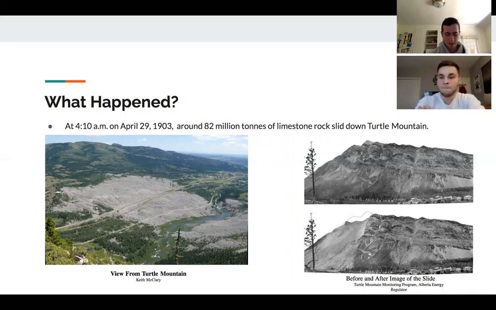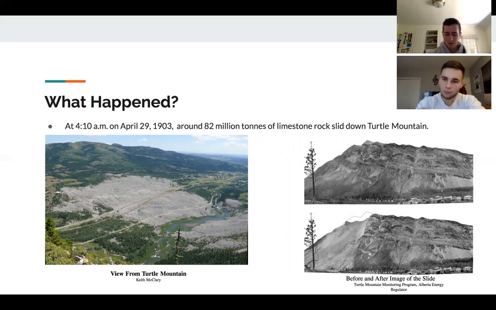Witnesses of the disaster claimed that it took about 100 seconds for the slide to reach the opposing hills. The mass of rock traveled at a speed of about 70 miles per hour. The train below narrowly avoided the disaster and sped out just in time. 17 miners were trapped underground but managed to cut a path through the rock and emerged 13 hours later.